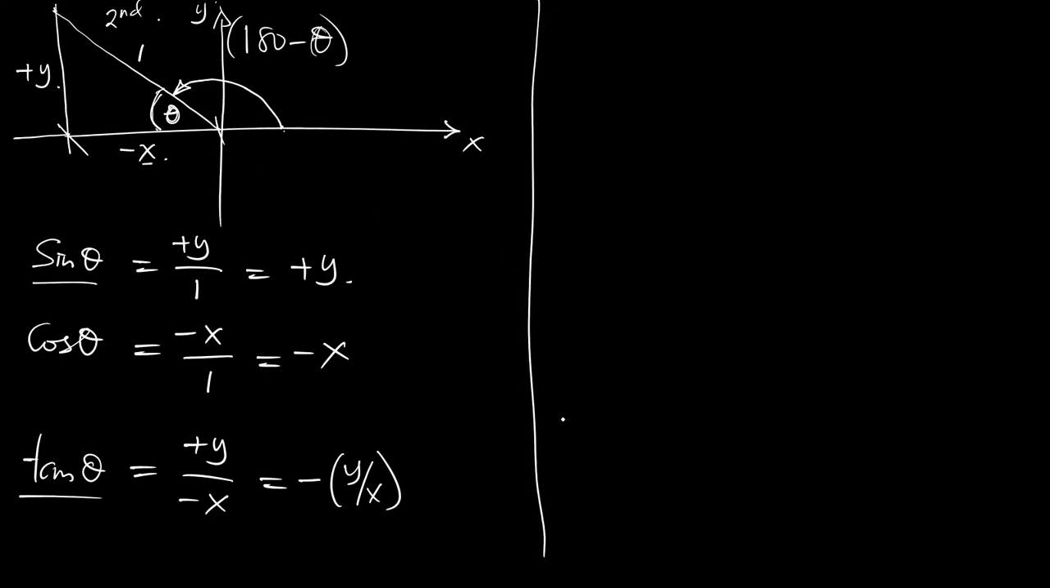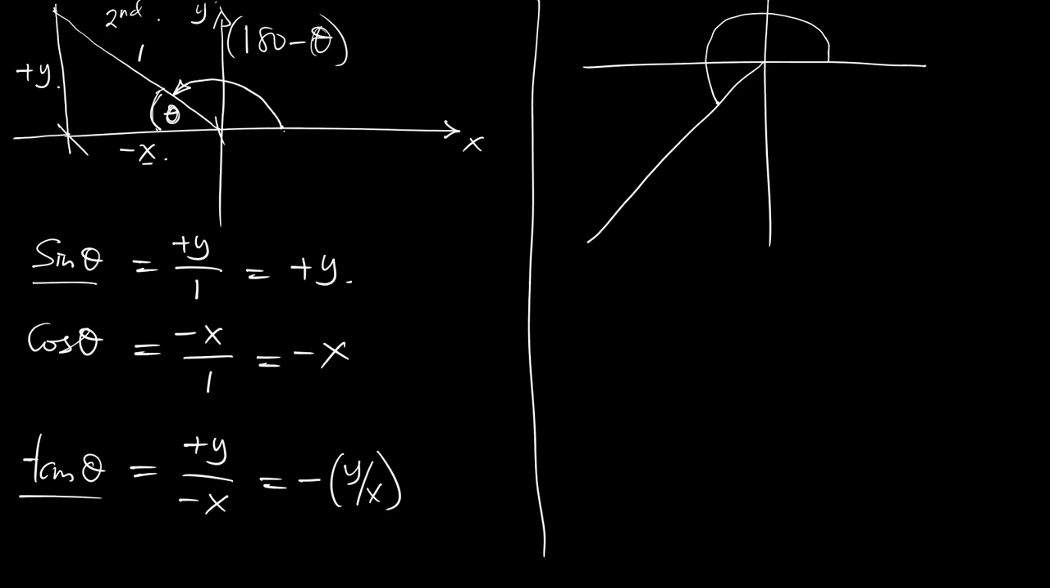Now let's look at what happens in the third quadrant. So in the third quadrant, let's say you draw a line like this. Now you draw a line to this place. The third quadrant is the quadrant where the angle is more than 180 but less than 270. This is 270, and this is 180. So when the angle is more than 180 but less than 270, it falls in the third quadrant.